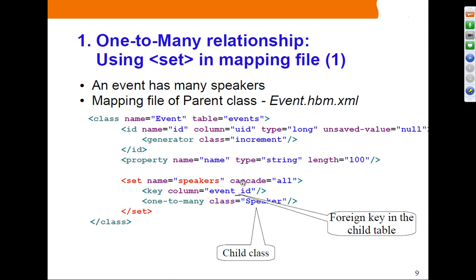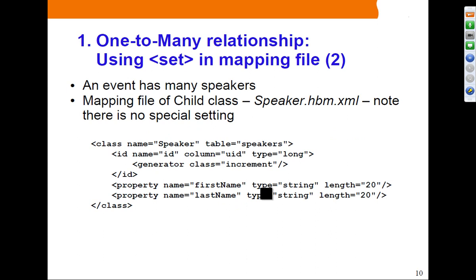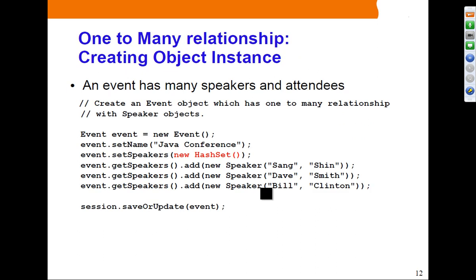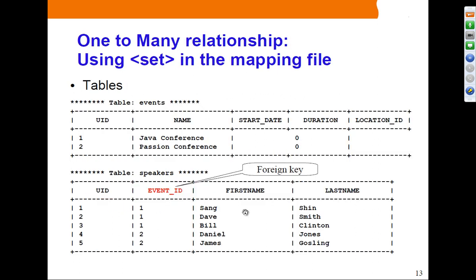So instead, you typically use the cascade attribute to indicate that whenever an event object is saved or deleted, you want the speaker objects that belong to that event also saved or deleted. Okay, so that is basically this code. So we just save the event object, and all the speakers will also be saved, meaning there will be 3 entries to the speaker table.